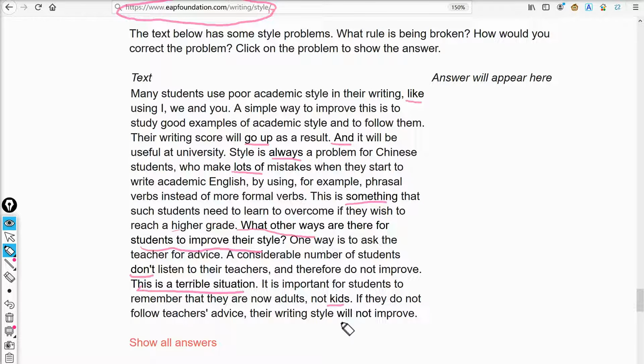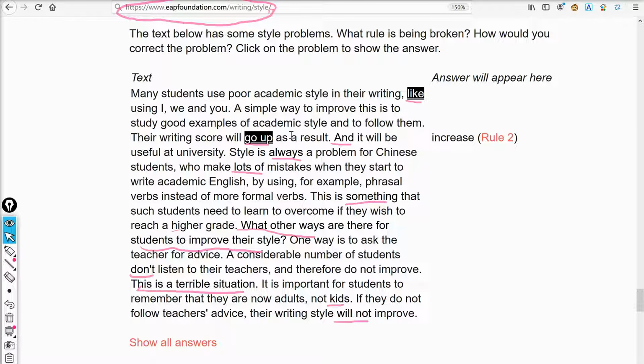So those are the 11 problems. Did you manage to find them all? Let's now look at each one more carefully and think how we can improve it. So the first problem is the word like, which is rather informal. The phrase for example would be better here. And this is rule 1. Use formal vocabulary. So the second problem is go up. This is rule 2. Remember to use single word verbs instead of two-word or multi-word verbs. So a better alternative here is increase.